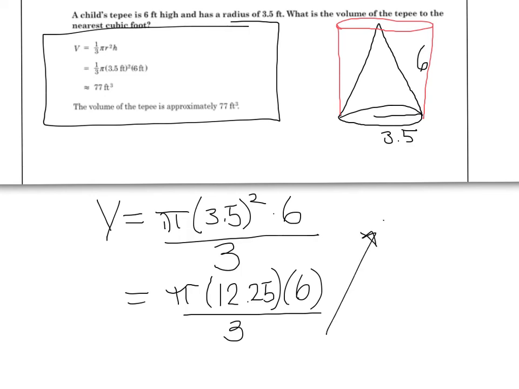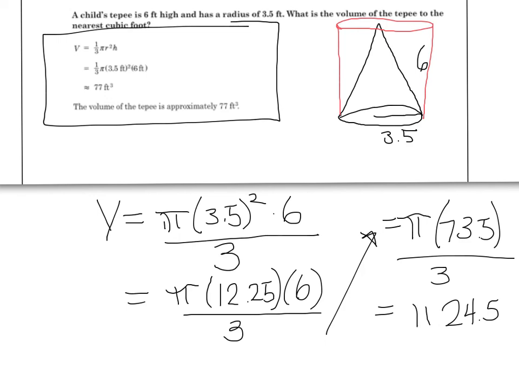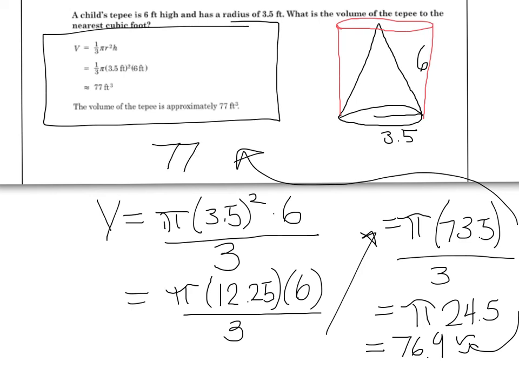We're going to keep the problem going over here, and we want to know what is 12.25 times 6, and we get 73.5, and we have to divide that by 3. So let's do that, and we're going to end up with 24.5, and we have to multiply that by pi. Let's do that. Lo and behold, they wanted it to the nearest cubic foot. It ends up being 76.9, and they want cubic feet. So we round this to, and I'm going to write my answer up here because I ran out of room, 77 feet cubed.